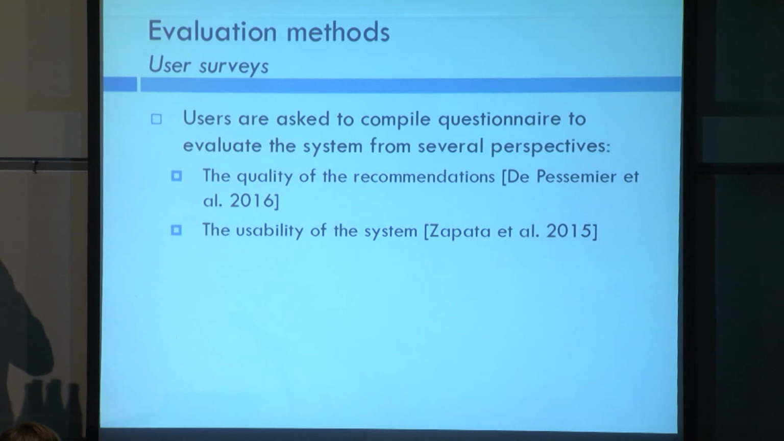When working with user surveys, users are asked to compile a questionnaire to evaluate the system, and here I highlight 2 recent papers in which one evaluates the quality of the recommendation by asking the users explicitly how satisfied they were, or there's this approach by Zapata et al. from 2015 that asks the user to evaluate the usability of the system. So as you can see, the authors try to move on also from the classic rating prediction problem and evaluate other aspects.